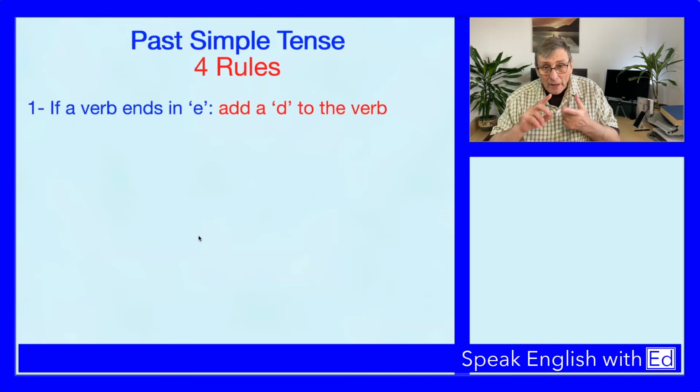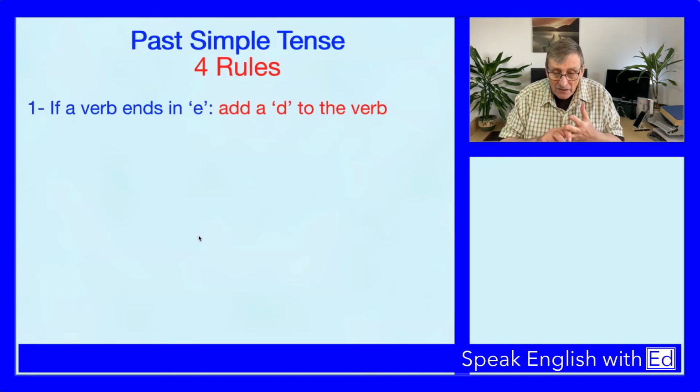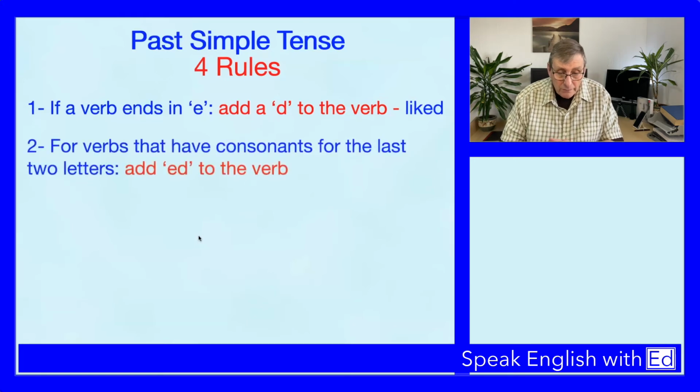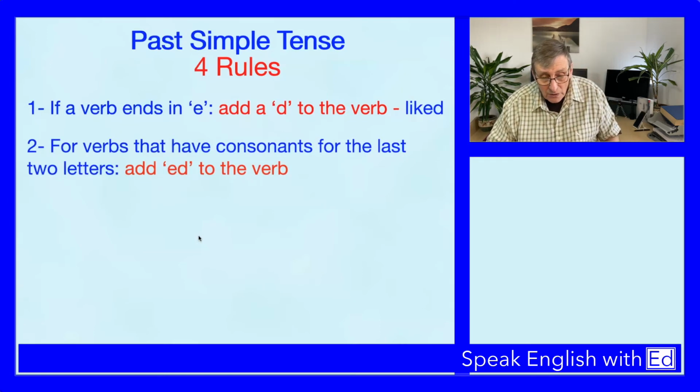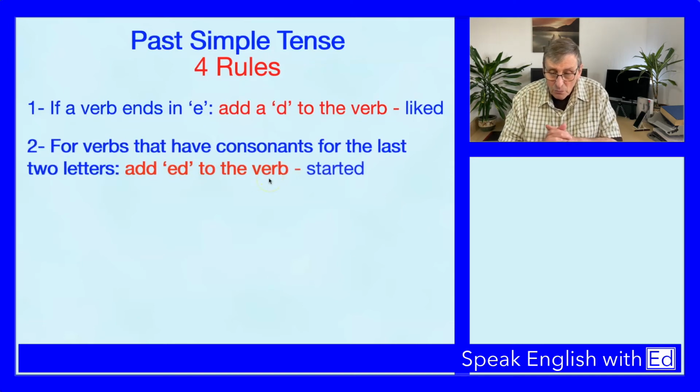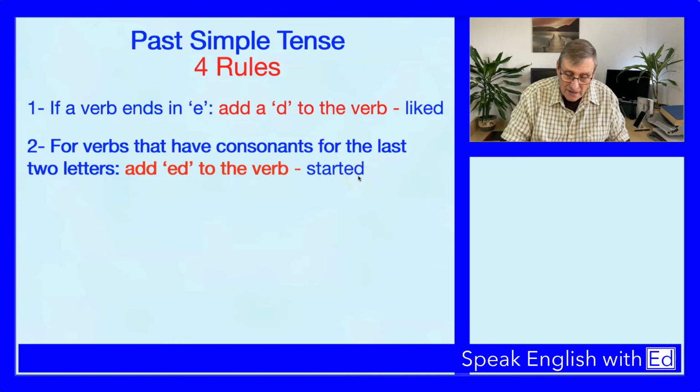We've got rule number 1. If a verb ends in E, we add a D to the verb. This makes it liked. Like, added a D, makes it into the past tense, liked. We saw that. Rule number 2, for verbs that have consonants for the last 2 letters, you would add ED to the verb. So, in our example, we saw start; we added ED and made it into started. Start has 2 consonants as the last letters, and we add ED to make it into past tense.